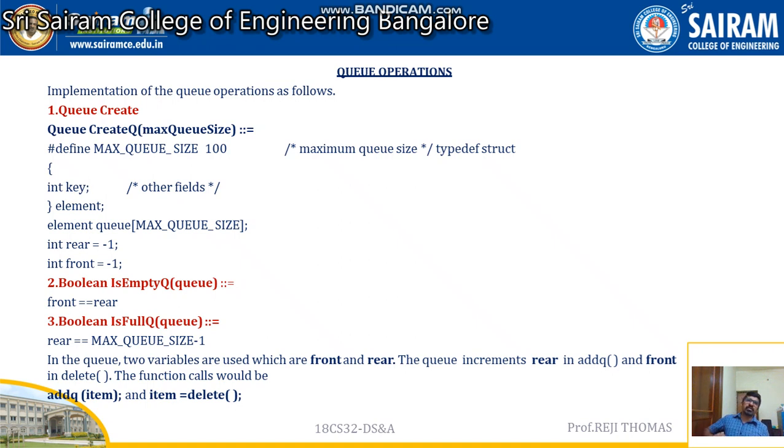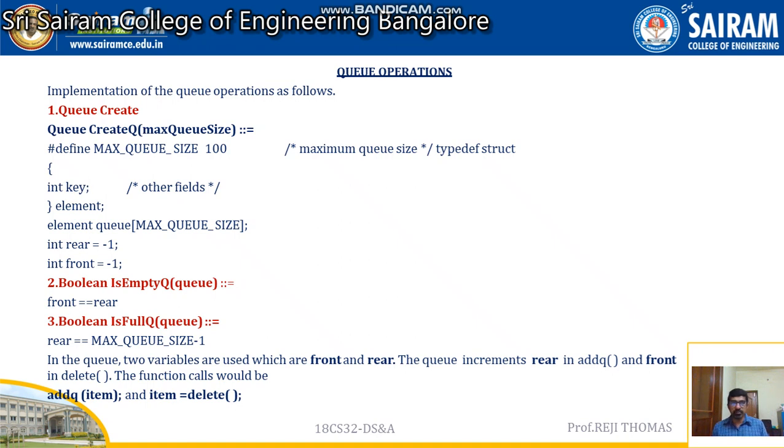Now, if you look at the next statement, we can find element q[max q size]. Look at that. What does it mean? You have created an array. What is the array name? The array name is q. And what is the size for that? The size is max q size, which you have defined already, and the size is going to be 100. And what type of array is it? Is it an integer array? No. Is it a character array? No. Is it a floating point array? No. It's an array of element. What is element? Element is a type which you have created, user defined.